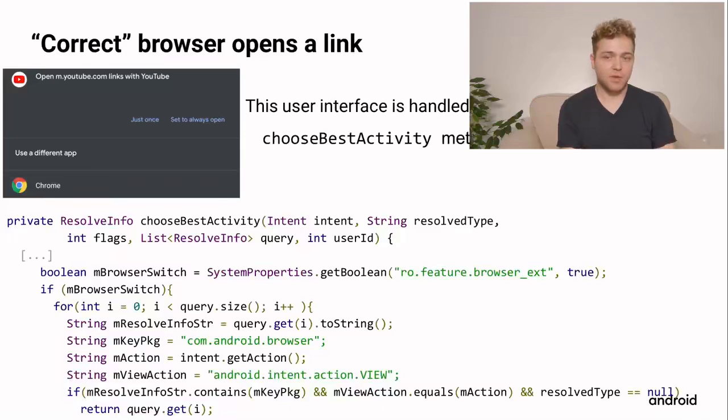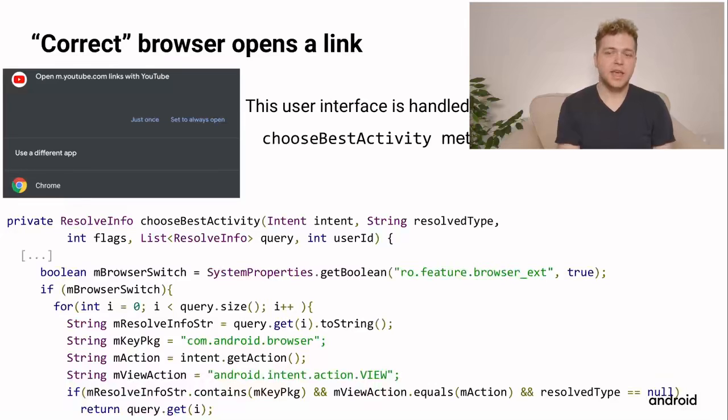And this choose best activity method basically checks whether the link can be opened using multiple apps. If there is only one app, it will use that app because there's no choice for the user. If the user chose the app in the past and said, this is the app that I want to be used to always open these kinds of links, it will also open that app. But if there is more than one and the user didn't make that choice, it will display this dialog.